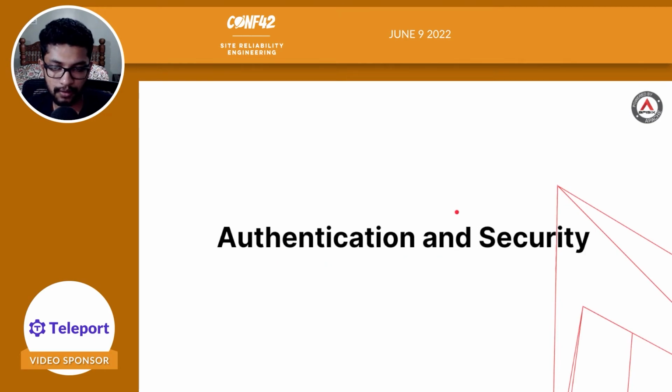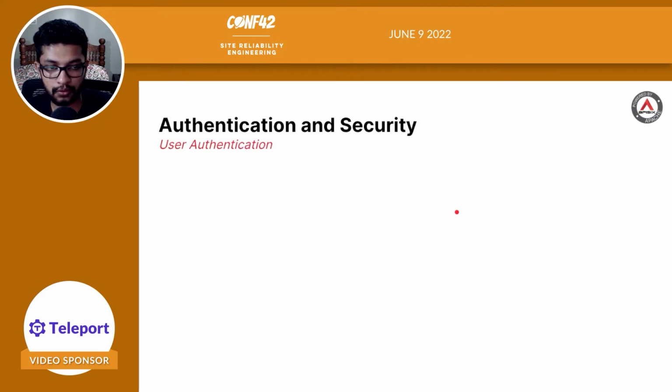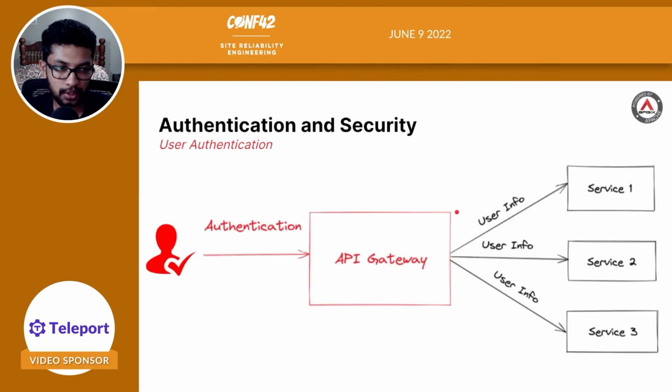So authentication and security, as we discussed in the earlier session of this talk, is quite essential. And the first thing is user authentication. User authentication, or authenticated requests, are a proven way to secure your client API interactions. And when it comes to monitoring, authenticated requests also help monitor your APIs in a very fine-grained manner.